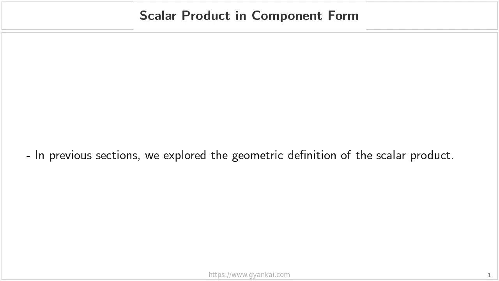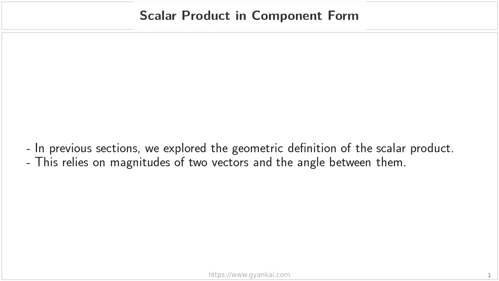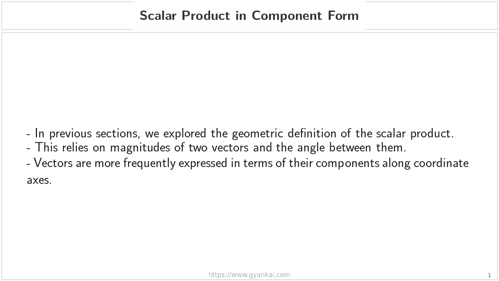Welcome, everyone. Let's begin our session on the scalar product in component form. Now, in our previous lessons, we explored the geometric definition of the scalar product. As you'll recall, that method relies on knowing the magnitudes of two vectors and the specific angle between them. While that is a very useful way to understand the concept, in practice, vectors are more frequently expressed in terms of their components along the coordinate axes, using x, y, and z.